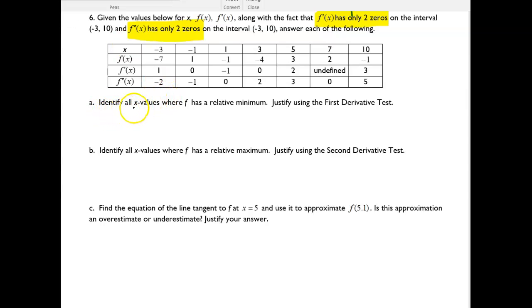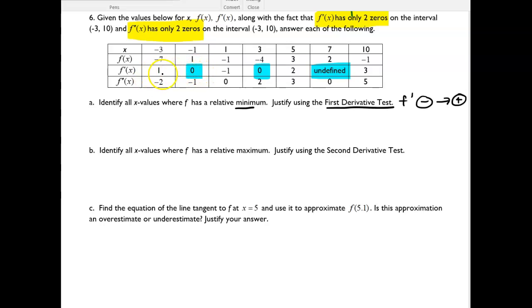So in part A, it says identify all x values where f has a relative minimum and justify using the first derivative test. So we're thinking about the stuff you must know cold chart, relative min. That tells us we're looking to see where f prime changes from negative to positive. So let's first look at the row for f prime and see where it's 0 or undefined. Those are our critical points. Those are the places where we might have a relative minimum. And then I'm looking to see where it changes from negative to positive.